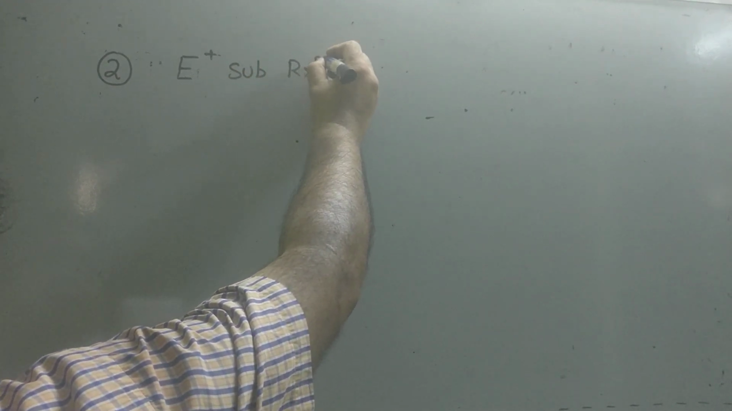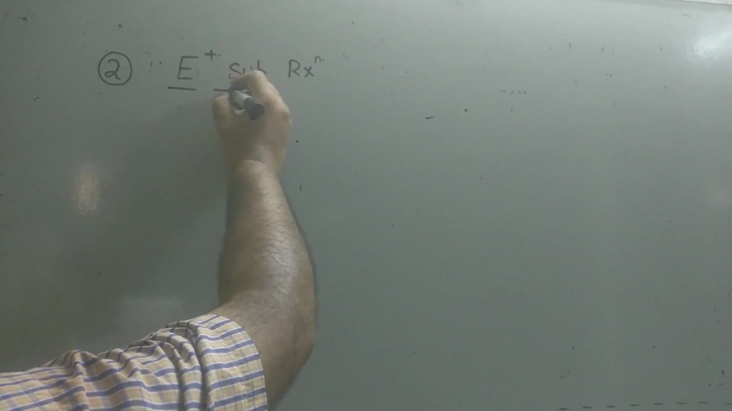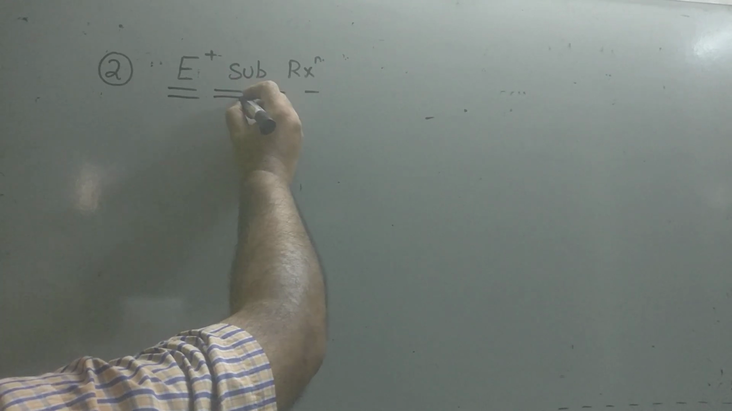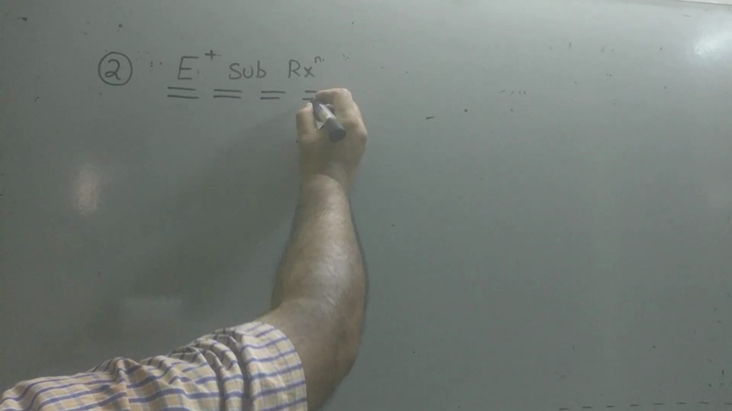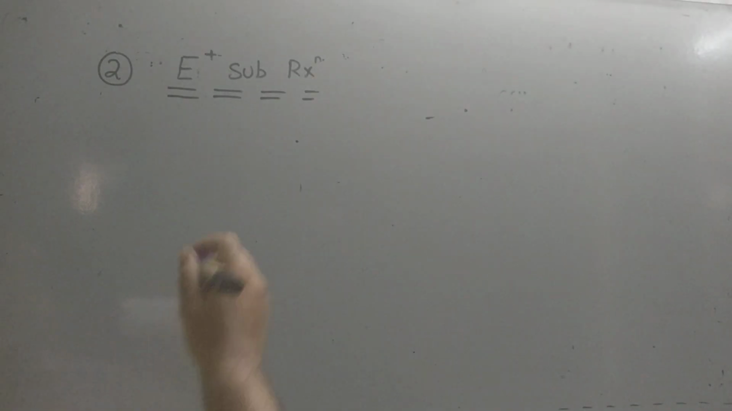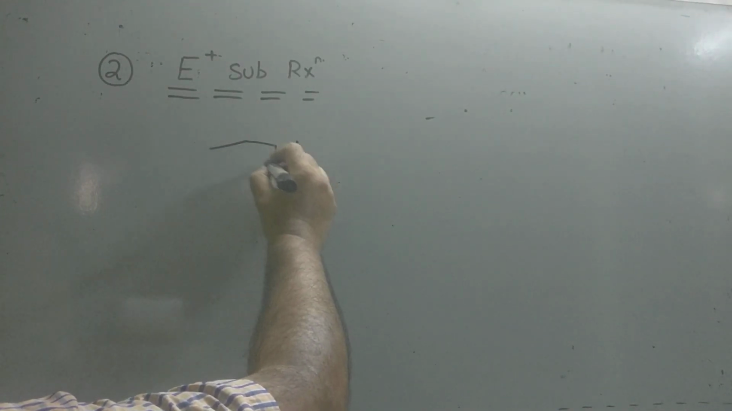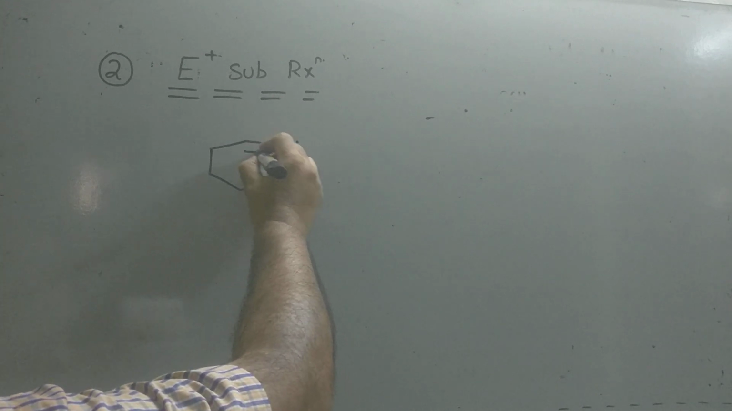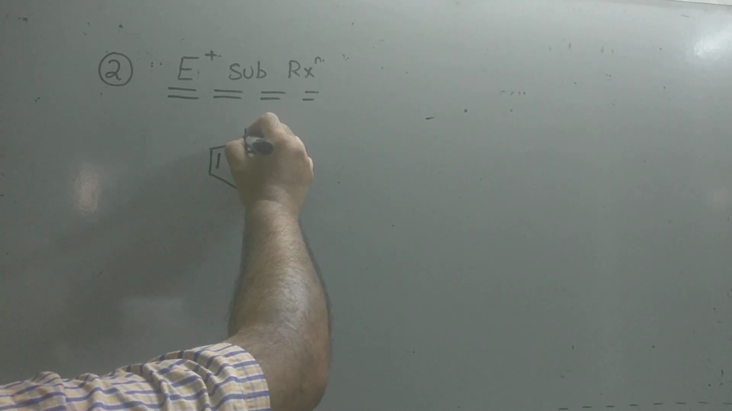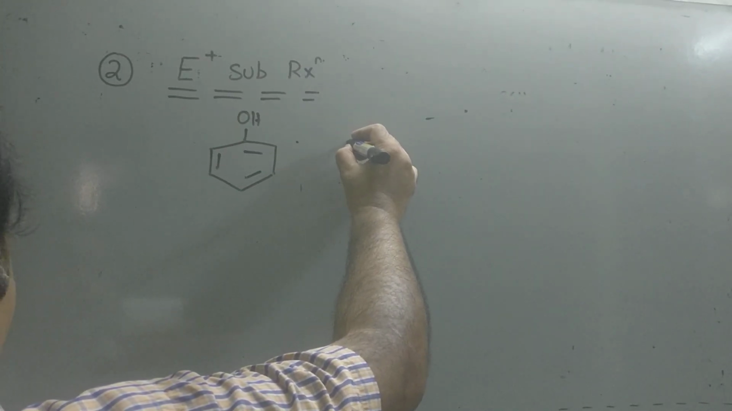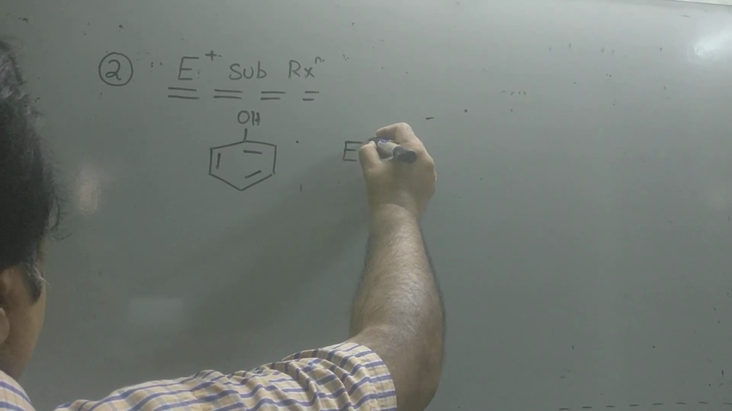Remember, for electrophilic substitution reaction we have to do four reactions, namely halogenation, nitration, sulfonation, and Friedel-Crafts reaction. First of all, we will consider phenol, that is benzene with OH directly on the benzene ring. It reacts with an electrophile, something with a positive charge.